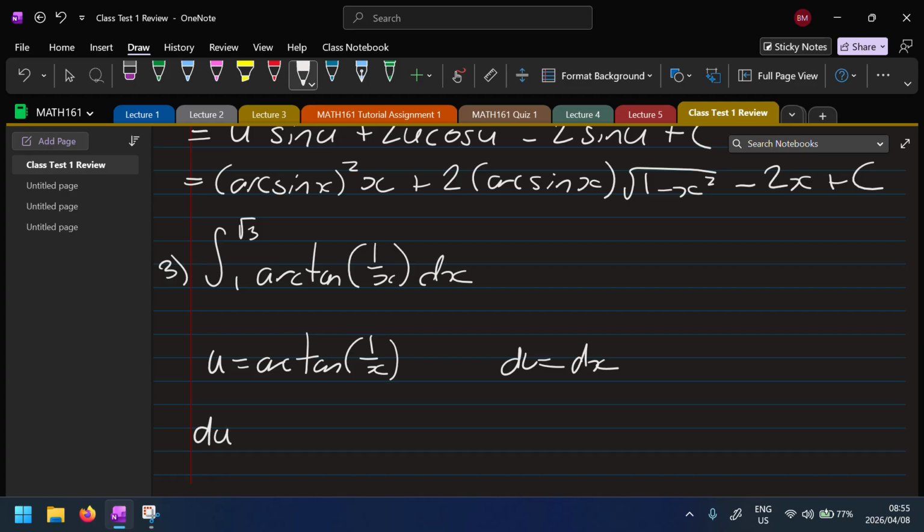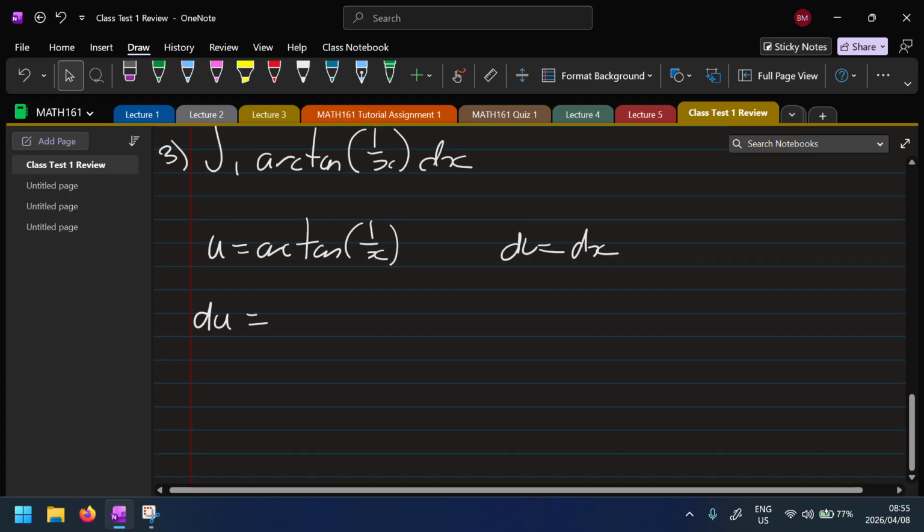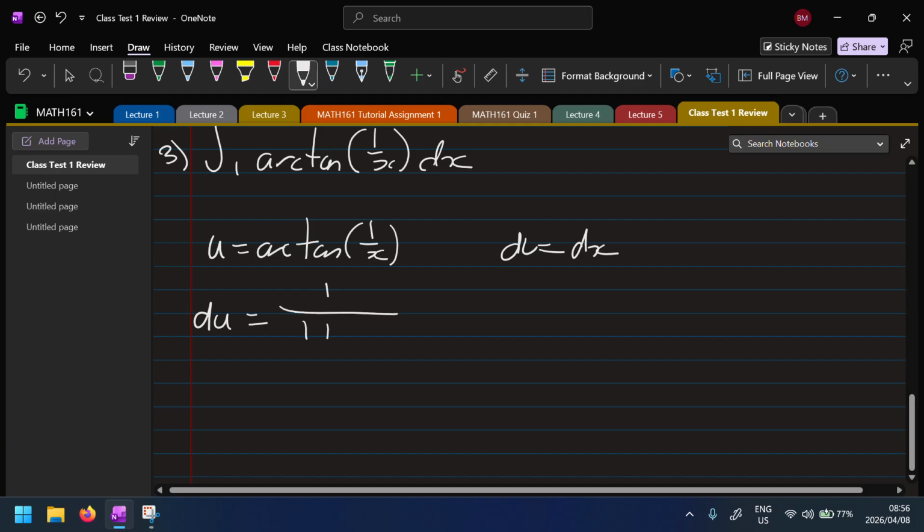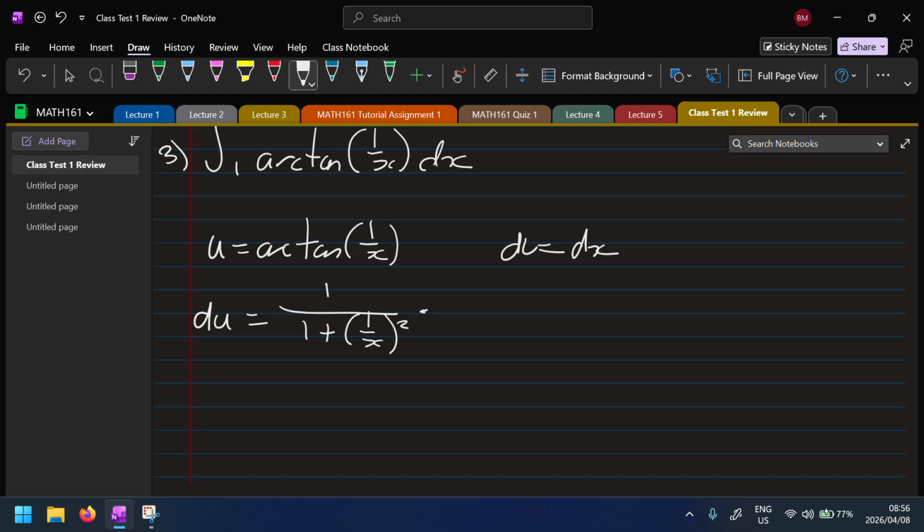Okay, du. So a lot of you messed up with the chain rule, kind of messed all of your logs up afterwards. So the derivative of arctan is 1 over 1 plus whatever's inside there squared. So a lot of you got that part. So 1 over 1 plus 1 over x squared. But then we must do the derivative of the inside as well. Okay, so it's not just the outside part, it's f prime times and then the inside part g prime. So the derivative of 1 over x, minus 1 over x squared.